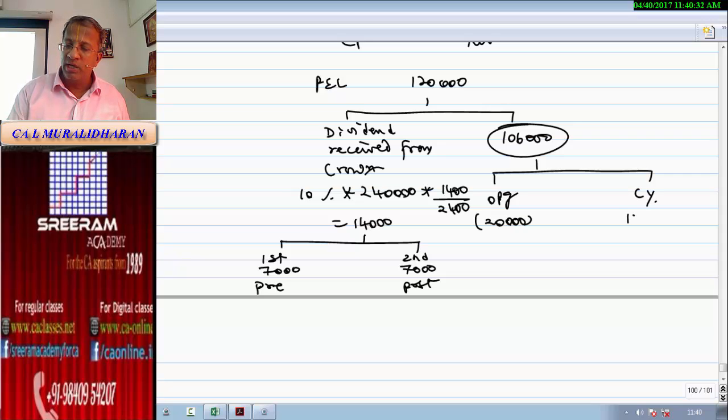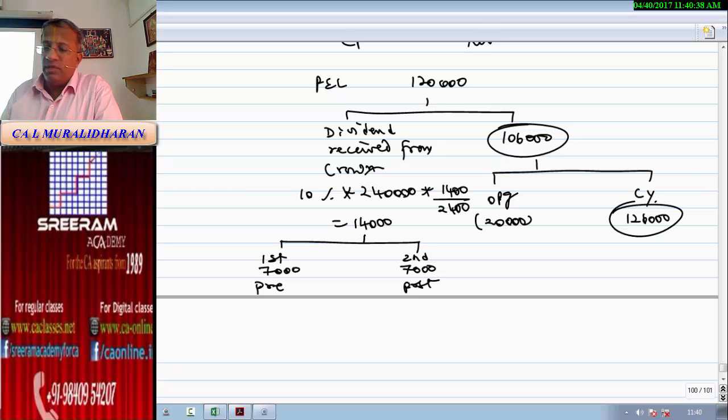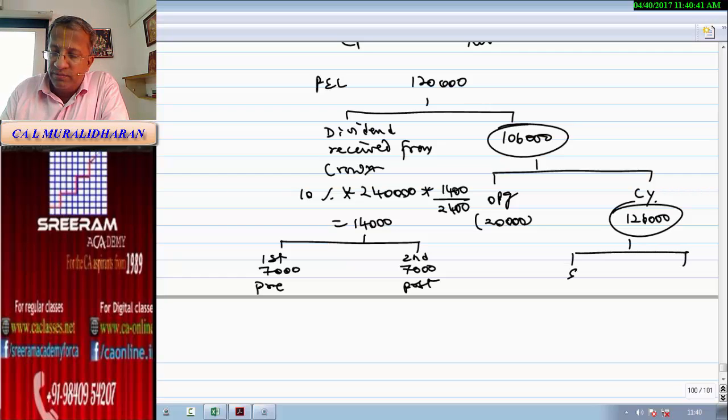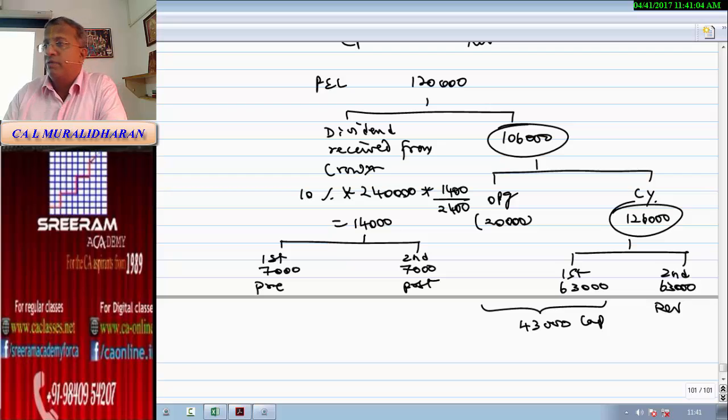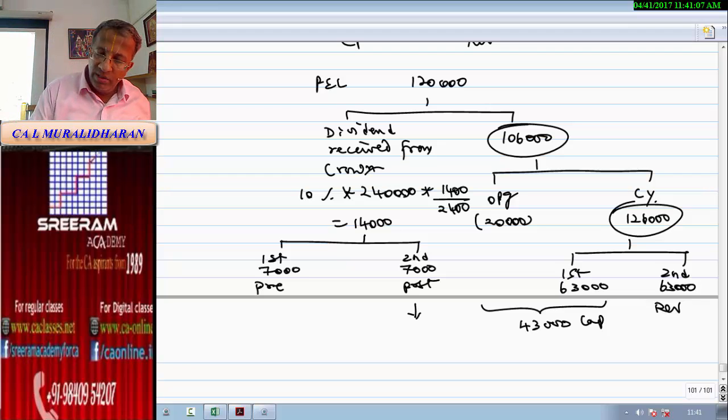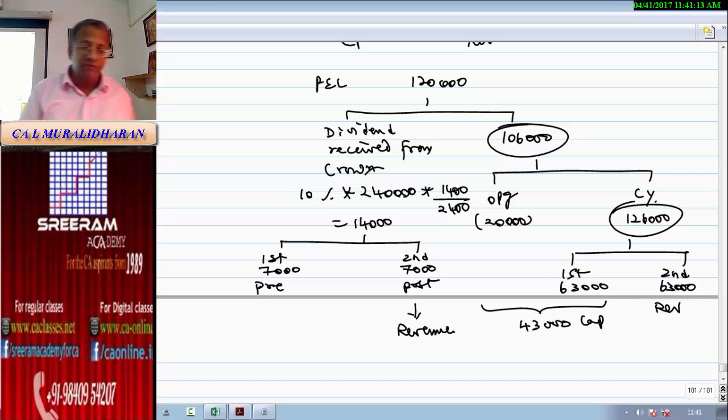So current year figure should be 1,26,000, balancing figure. This shall be divided into first half and second half. 63,000 as capital and revenue. This is also capital. I mean, the figure that we have to take up as capital will be 43,000 capital, and this being revenue. Now this should also be a revenue because it is a matter related to post acquisition.